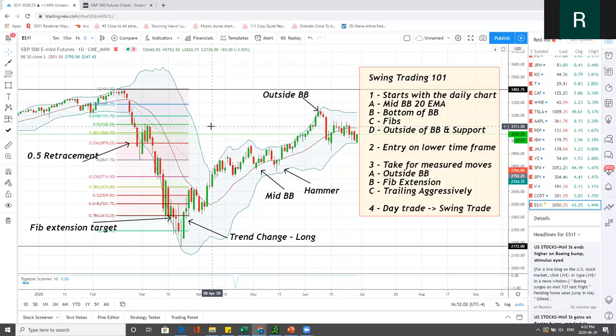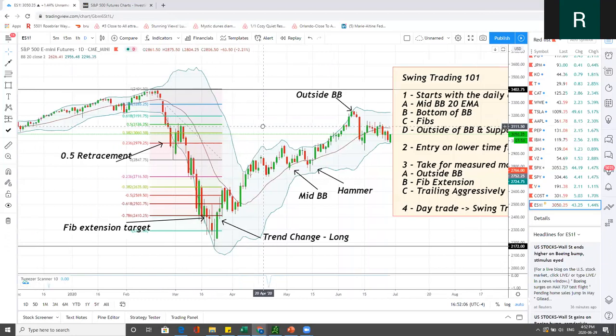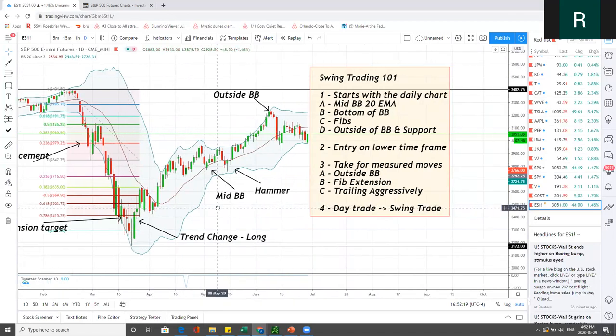So here are some general guidelines for where we want to be entering swings. If the market is trending, we want to be entering on Fibonacci pullbacks. If the market is very extended, we want to be entering outside of the Bollinger Bands on either side. So shorting above the band, going long at the bottom of the band. If the market is in trend, we can also be looking for the mid Bollinger Band, the 20 MA, to be acting as support, as well as the bottom of the Bollinger Band.